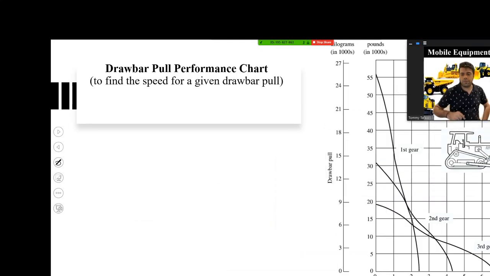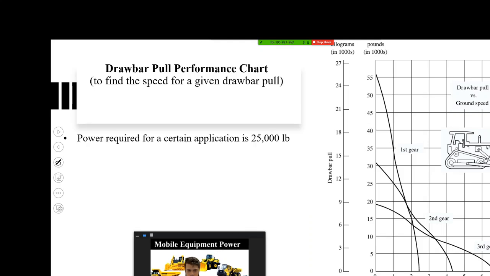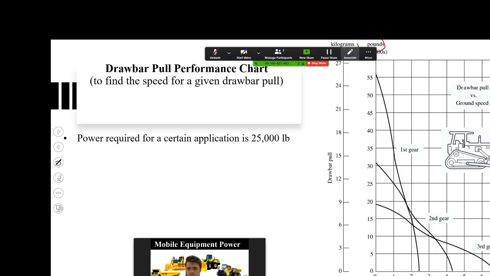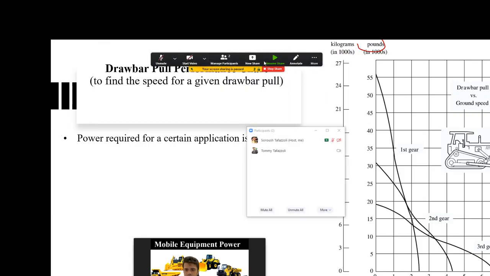The drawbar pull performance chart is actually easier to understand and follow. It doesn't mean the previous one was difficult, but this is even easier. So power required for a certain application, here's an example. Let's say it is 25,000 pounds. You're talking about pounds, and not kilograms.